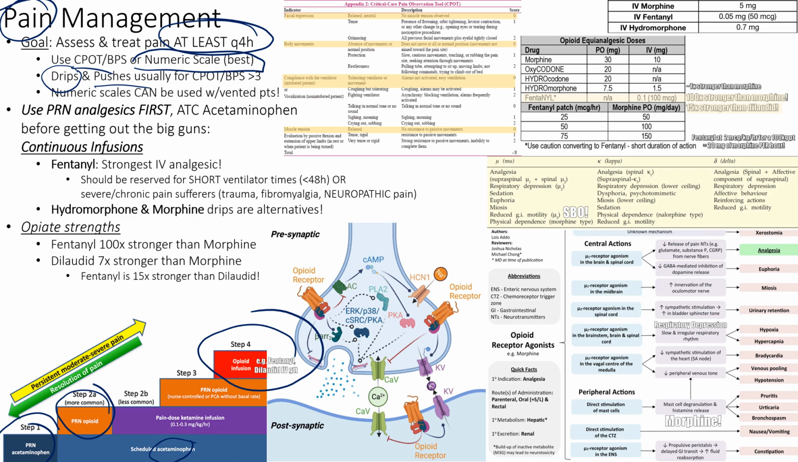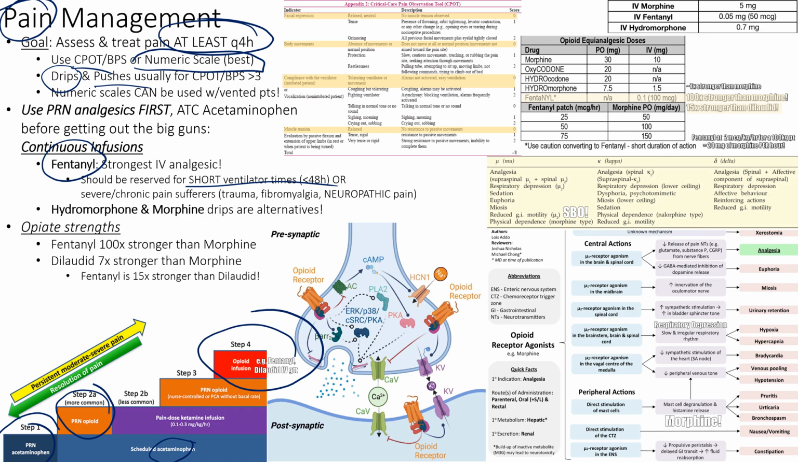Okay, as we know, fentanyl is our strongest IV analgesic we give in the ICU. There is something stronger called remifentanil. I think I have it on the fentanyl page. That is a little stronger than the fentanyl we use in the ICU, but it's usually only given in the OR for short cases. Okay, and it should be reserved for short vent times. You shouldn't have it for prolonged periods of time.